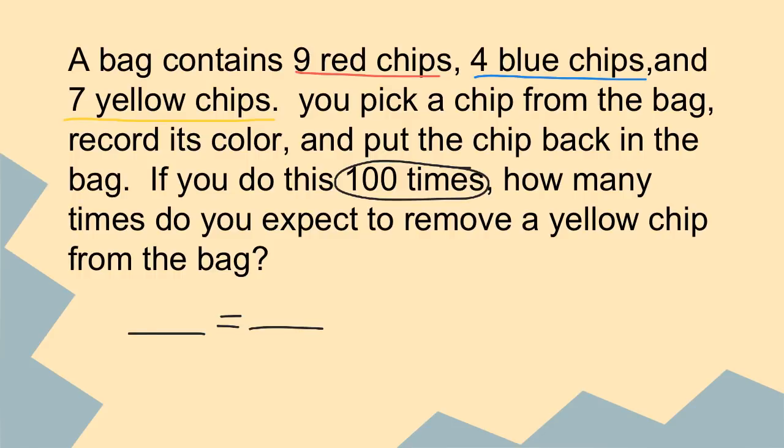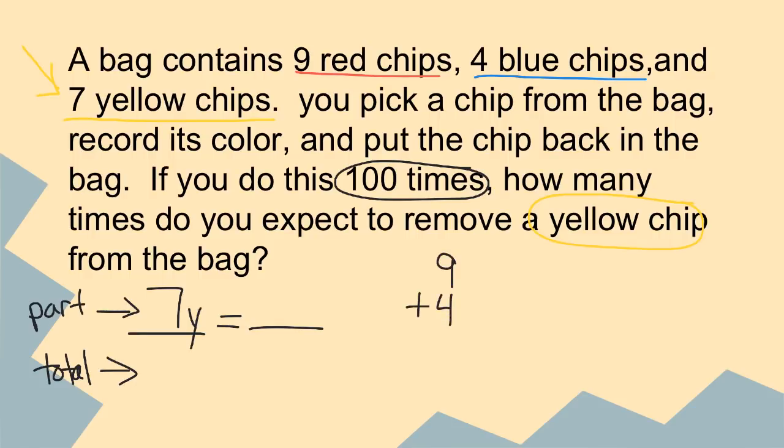I know that I'm looking for the yellow chips. And it tells me that right here I have 7 yellow chips. 7 yellow. But remember, my top number is my part. I need to know how many are in all. So if there were 9 red and 4 blue and 7 yellow, you would pick up your calculator and add those all up, and you would get 20, I believe. So 7 out of the 20 total chips are going to be yellow.